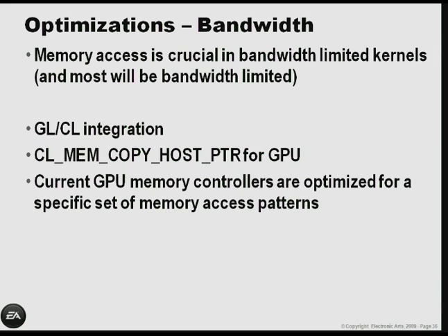The second important one is around optimizations to do with bandwidth. It's been mentioned that memory access is crucial in bandwidth-limited kernels, and most of the kernels we look at we think will be memory bandwidth limited. And so quite often, if you're writing a vector algorithm, what you're going to want to do is get things into local memory before you start operating on them.